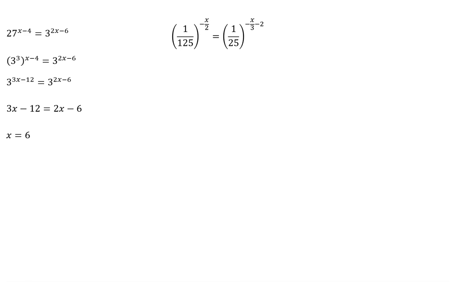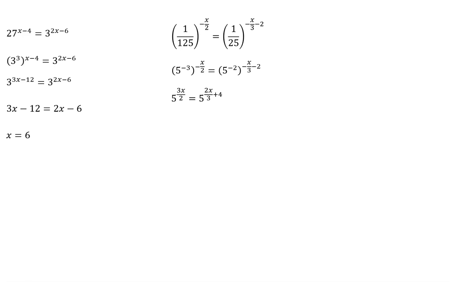Well, to get the reciprocal, we need a negative exponent. So 1 over 125 would be 5 to the negative 3, and 1 over 25 would be 5 to the negative 2. And now we can take a power to a power, so we multiply the exponents, and we get 5 to the 3x over 2 equals 5 to the 2x over 3 plus 4, because you had to remember to distribute the negative 2 to both terms.